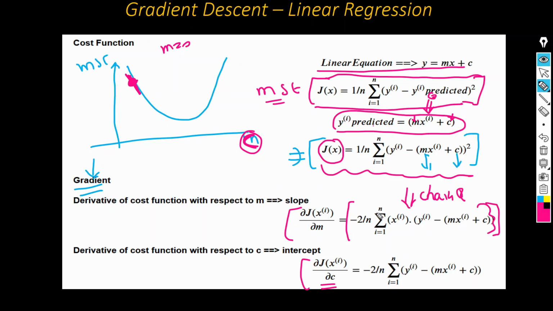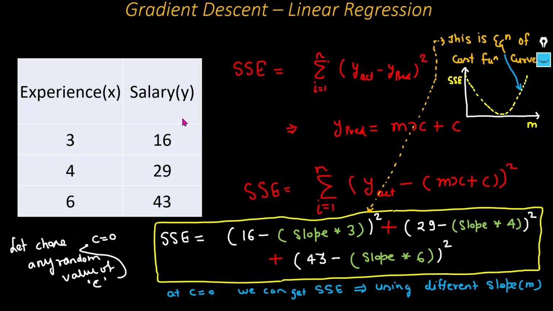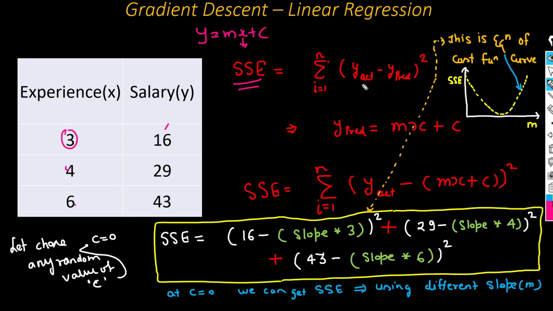So let's apply this formula in our linear line equation. If you see here, this is experience versus salary. So we have to use the equation y is equal to mx plus c. X we know, right? X we know: 3, 4, 6. So we have to calculate the SSE. What is the formula of the SSE? y actual minus y pred. And y pred we know would be like this. So we can use this value in this particular y pred. So our equation will be y actual minus (mx plus c) bracket, then whole square.